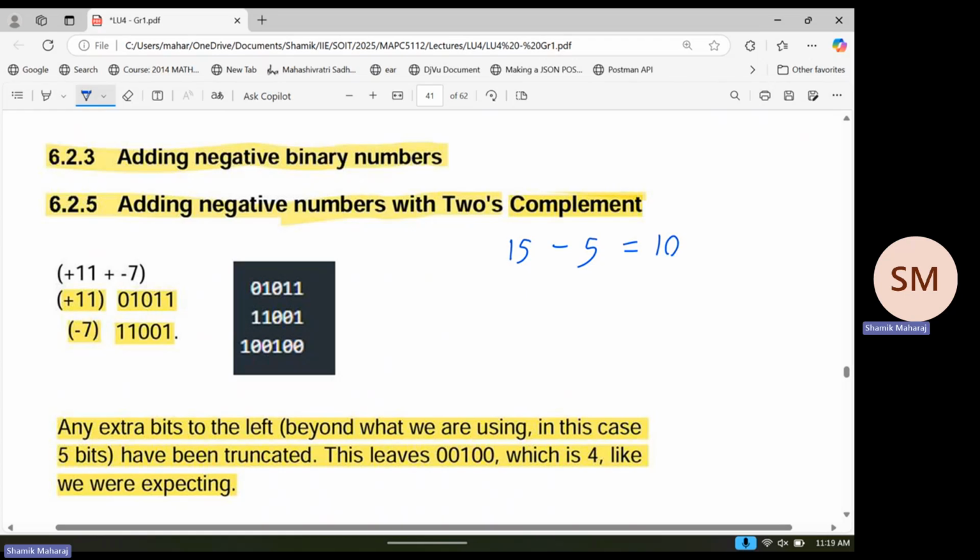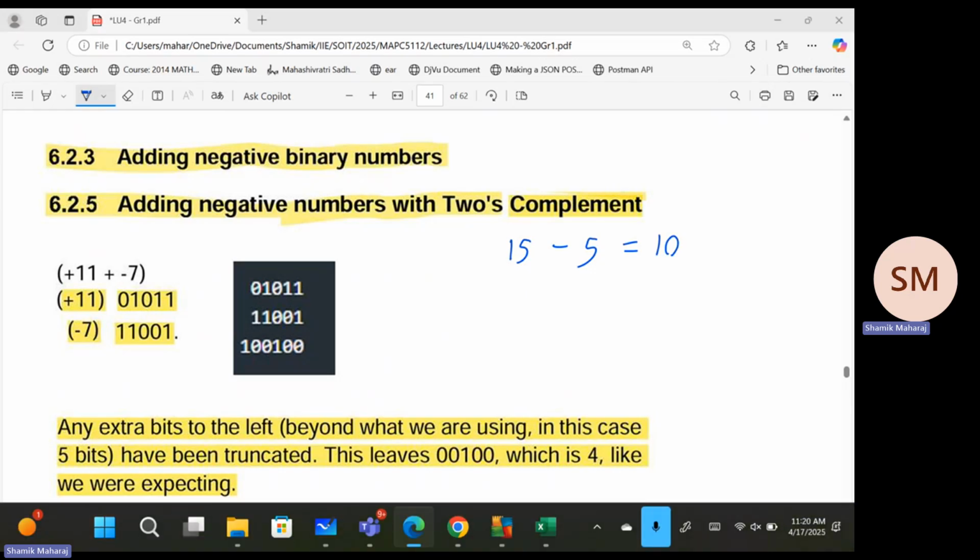So we need to first represent these two numbers in binary. I'll do 15 first. I feel like I need more space for this, so let me just open up a whiteboard.